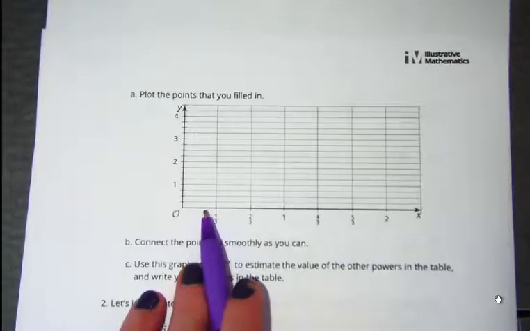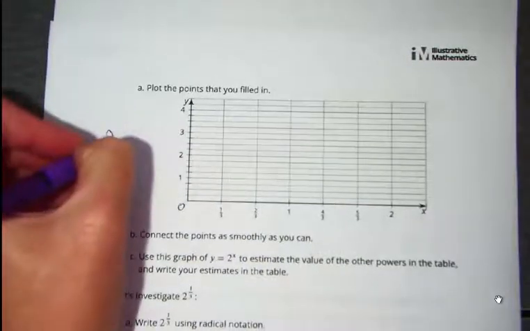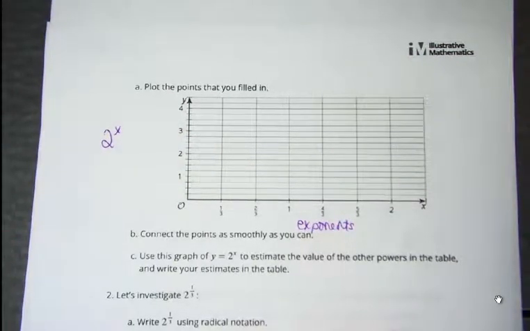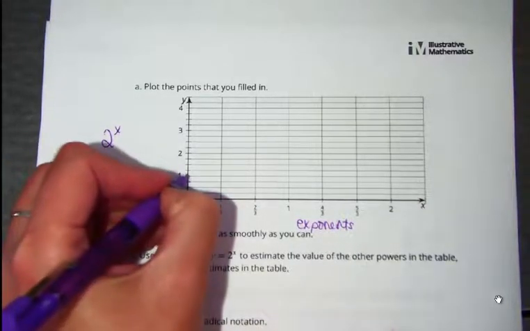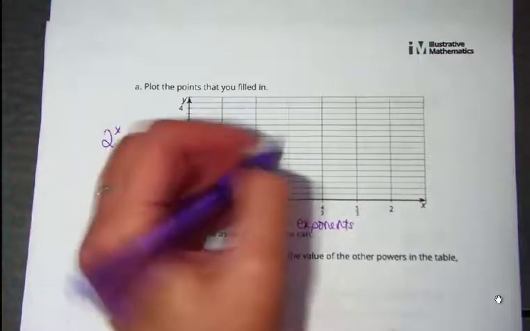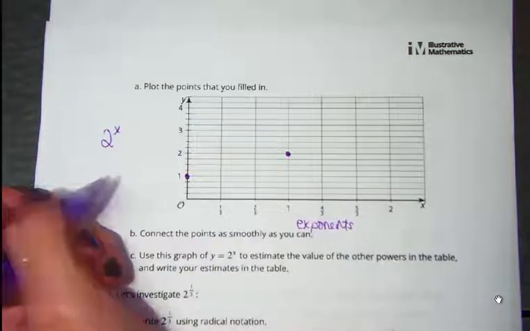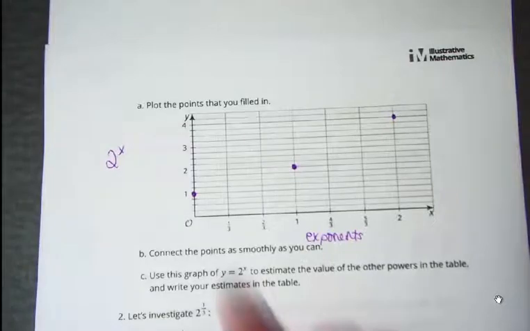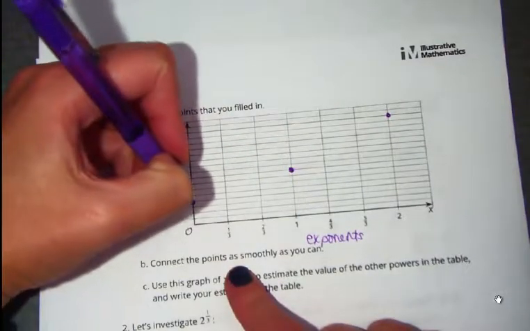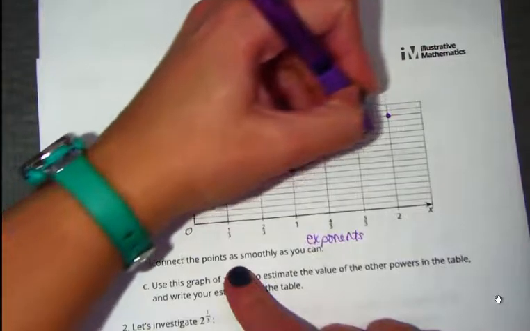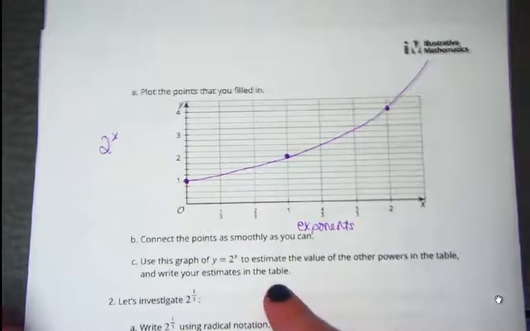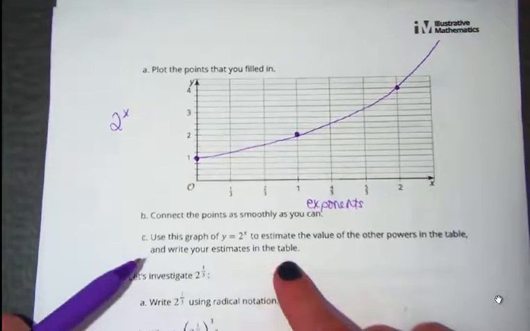To fill in the rest of those, it asks us to plot the points that we filled in. Well, it was 2 to the x, and these were our exponents. And anything to the 0 power was 1. 2 to the 1st power was 2. 2 squared was 4. Connect the points as smoothly as we can. It's going to be a curve, kind of something like that. And then use this graph to estimate some of our other values that we might have.